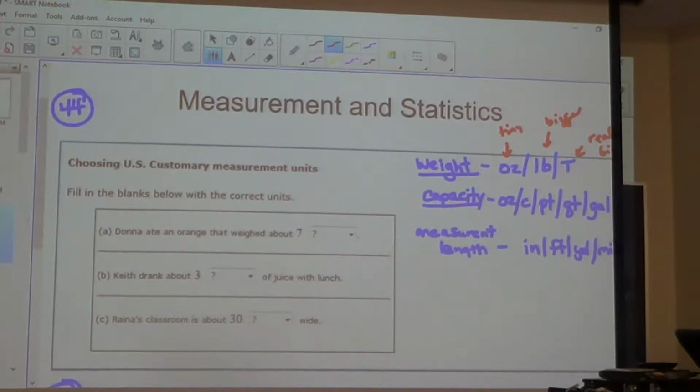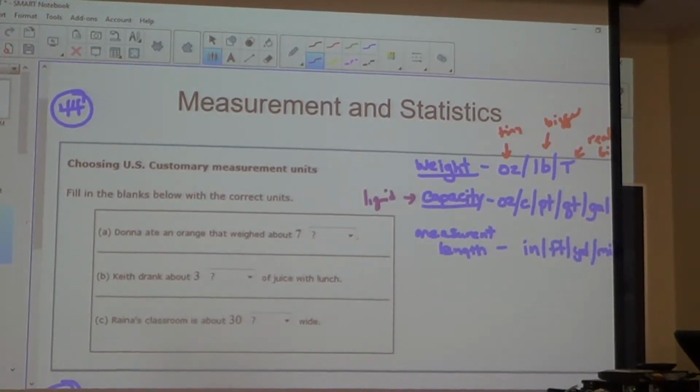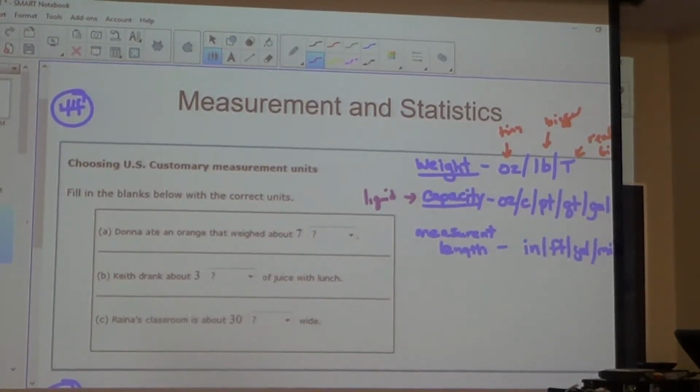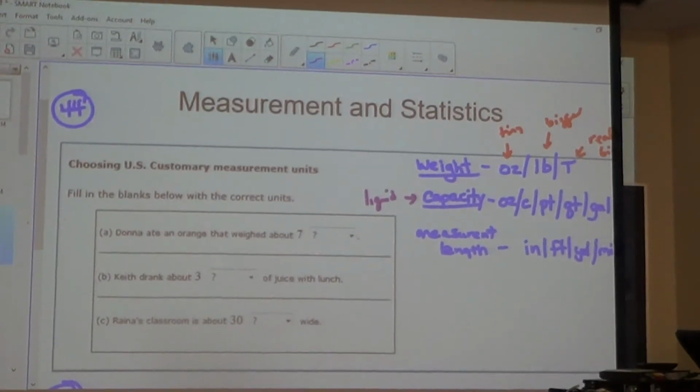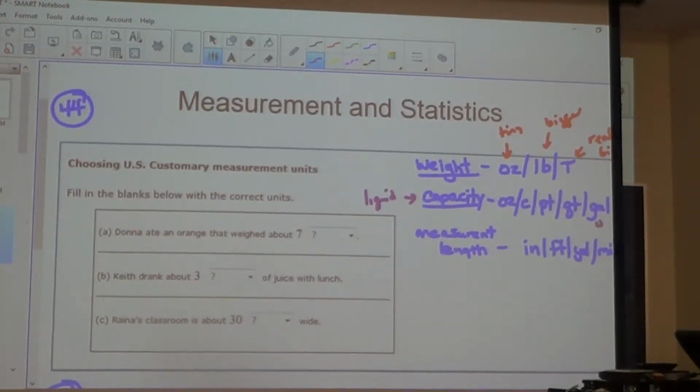So, capacity. Capacity is how we measure liquid. So when you look at a bottle of water, it's either going to have ounces, cups, pints, quarts, and gallons. We all know about a gallon of milk, okay? An ounce is tiny. We drink from a cup. Now, pints and quarts, y'all, these are like moonshiners. Those jars that they put moonshine in. Those are pints and quarts, the mason jars, the jelly jars.